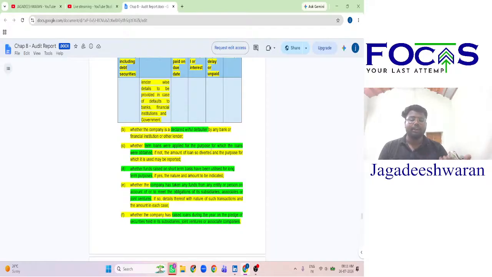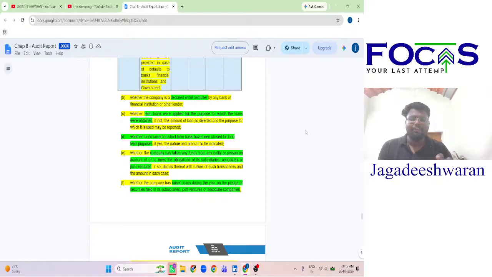Then whether term loans were applied for the purpose for which the loans were obtained. If not, the amounts of loan so diverted and the purpose for which they were used may be reported. We take term loans for a specific purpose, and banks have provided the loans for that purpose, so you should utilize your loan amounts for that purpose, right? But if we have not utilized the loan amount for the purpose for which we obtained it, and it is diverted, we have to report the purpose for which we have utilized it. That is what point C is all about.